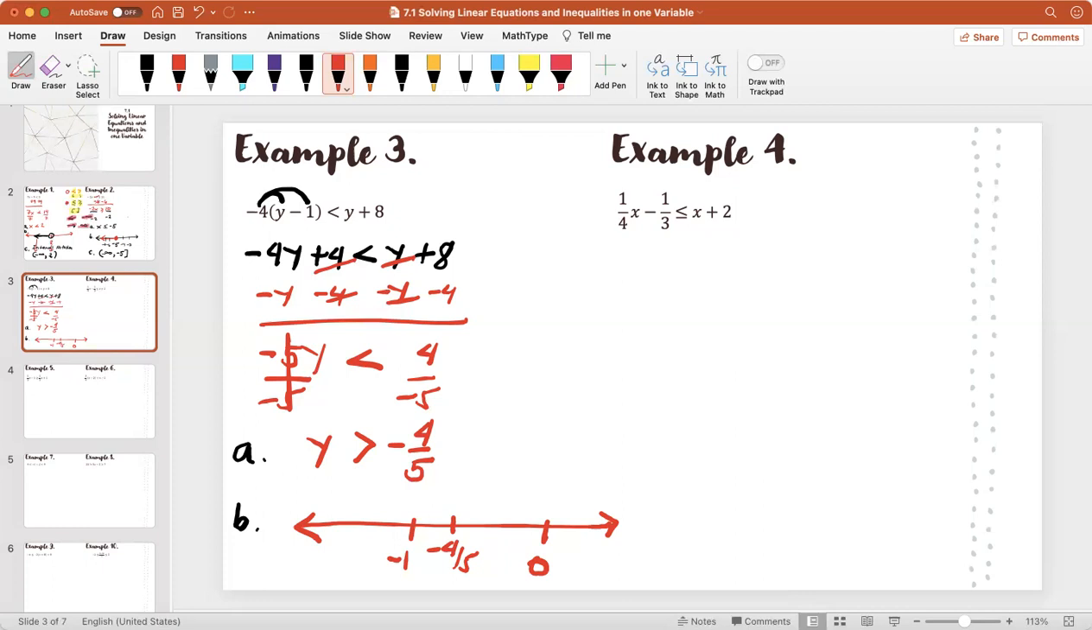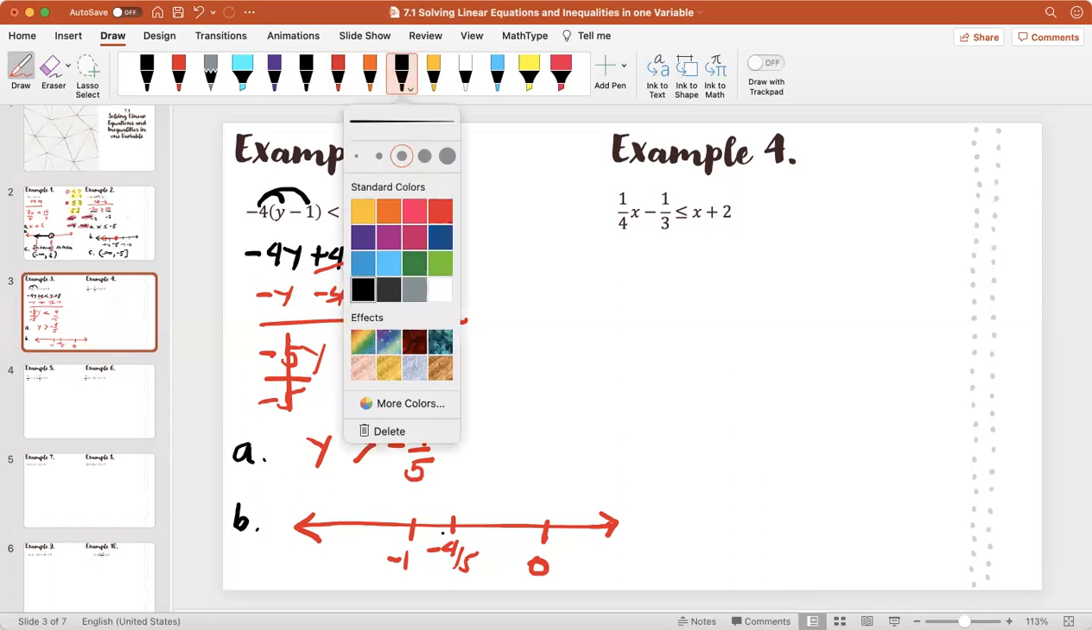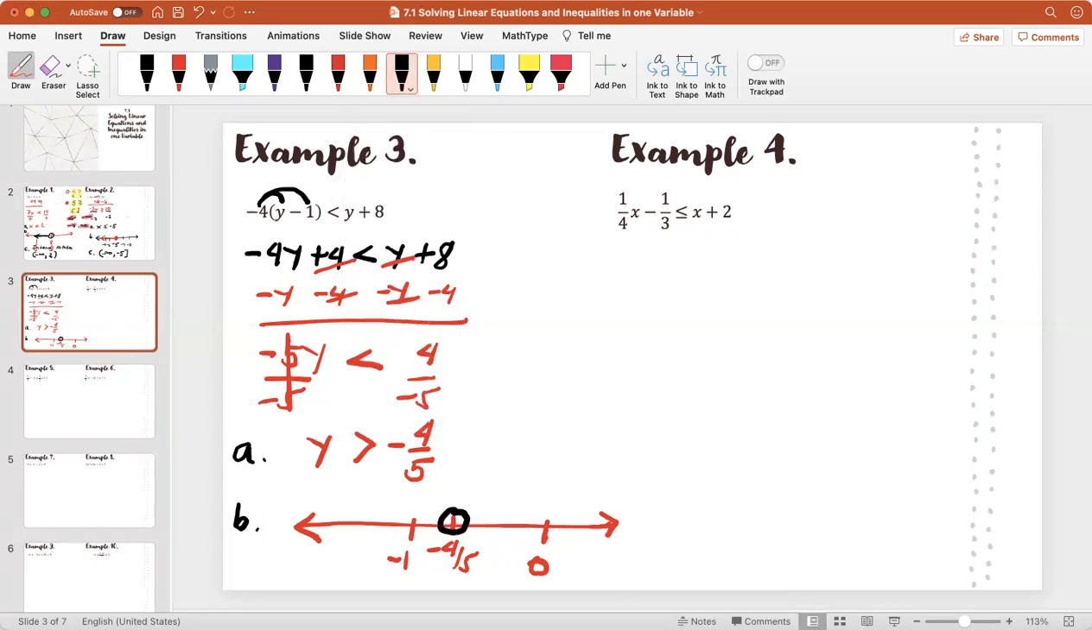All right, so what's the interval notation here? Oh, we need to graph first. So what's the graph of y greater than negative 4/5? It's an open circle and all numbers greater than negative 4/5 to the right here. So by using the interval notation, let's look at this. This is your graph, right? From negative 4/5 exclusive to the right.